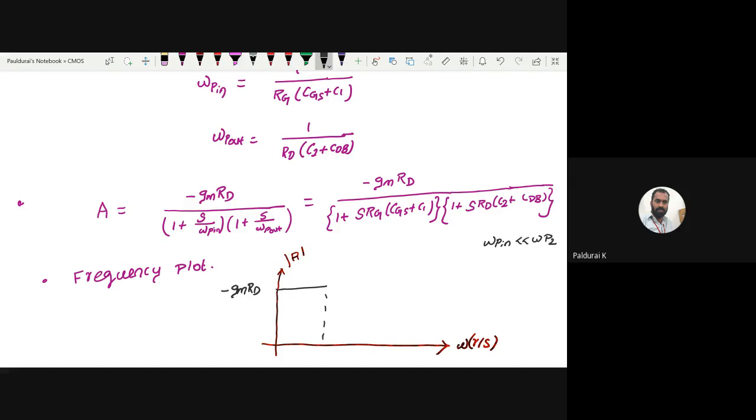Let me assume omega p in is less than omega p out, not very much less. So first I am feeling omega p in, so minus 20 dB per decade. Next I am feeling omega p out, another minus 20 dB per decade. See, for our common source frequency response, the derivation may be long, but we have written the final expression and finally sketched it. We have drawn the frequency response plot. That is the beauty of this analysis.